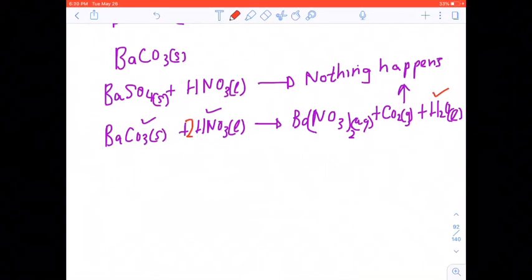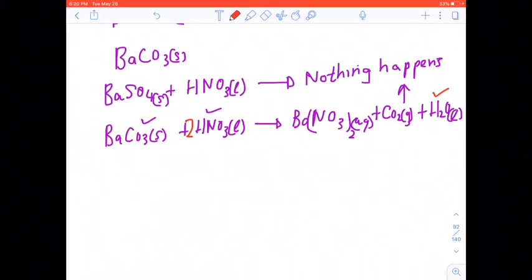If we look at carbon, we've got one carbon on the left and one carbon on the right. So we've got three oxygens, six oxygens, nine oxygens on the left. So how much have we got here on the right? 3, 6 and 2 is 8. Yeah, okay, so the equation is balanced, right?